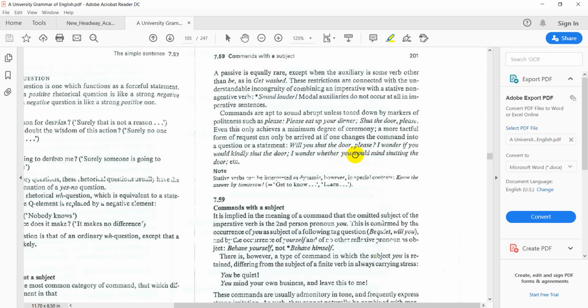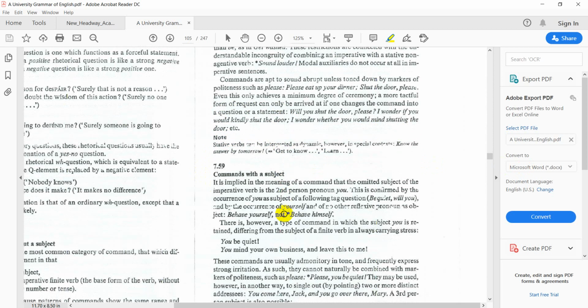Will you shut the door, please? I wonder if you would kindly shut the door. It is imperative, but it's very polite. Very polite. This note, please read it. Read this note, please. It is important.